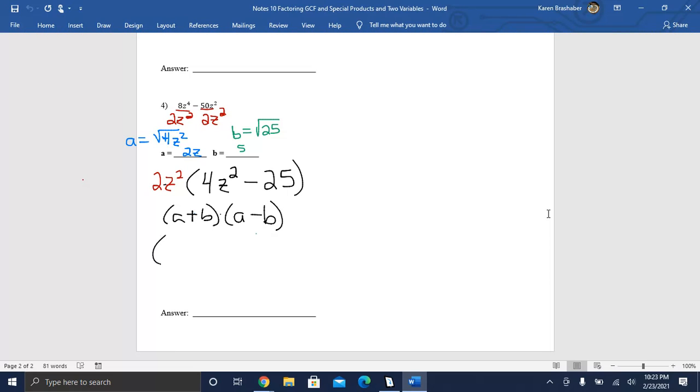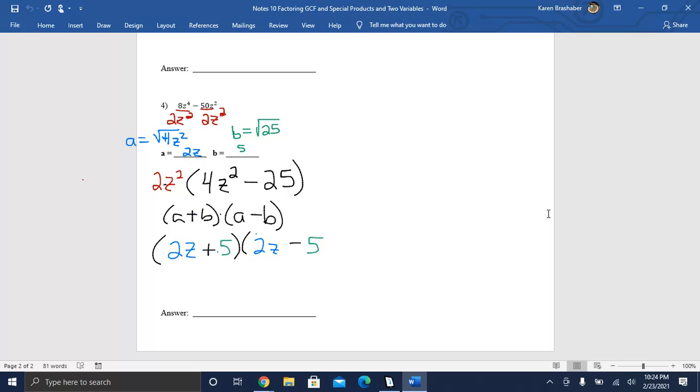So I'll have, for my a, I'll have the 2z, and then plus 5. So let's see if I can write that a little bit better. 2z plus the 5. And then I'll have another parentheses, and that'll be 2z, and then minus my 5.